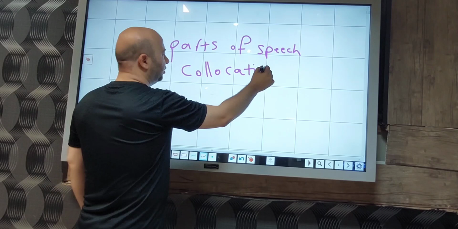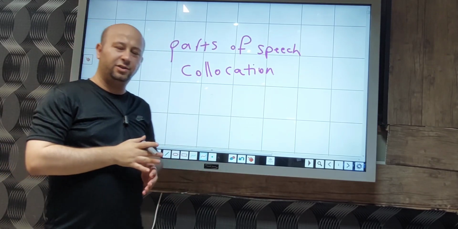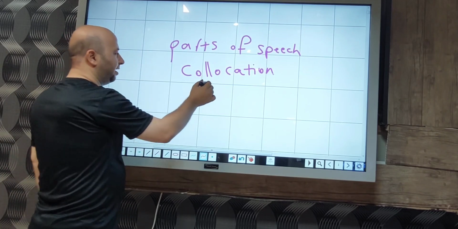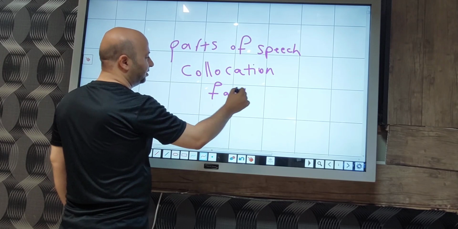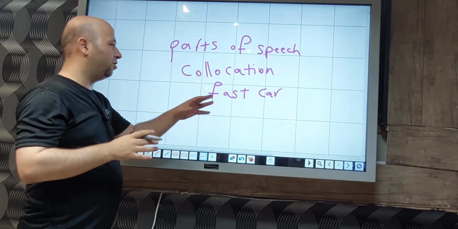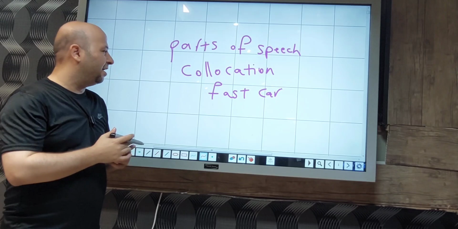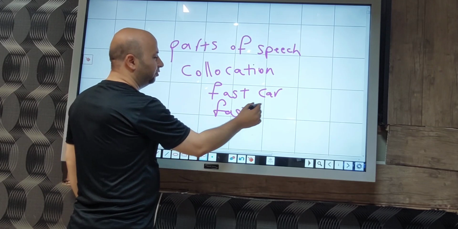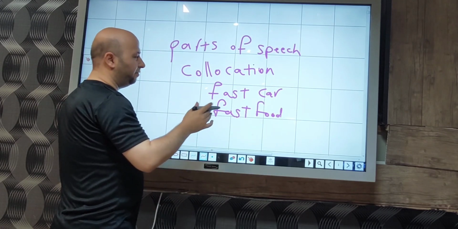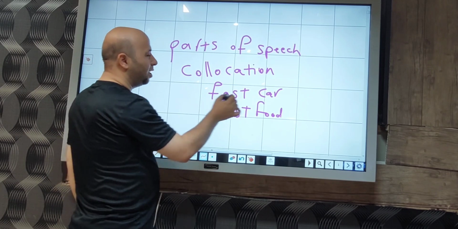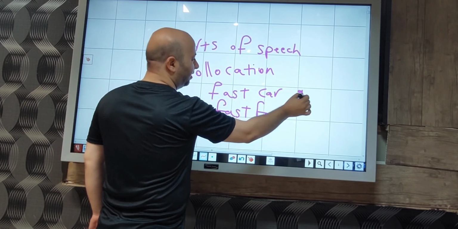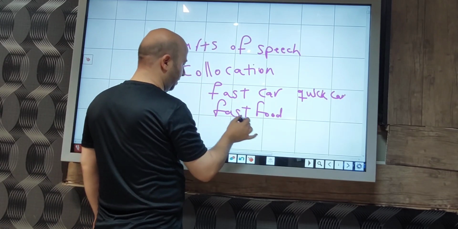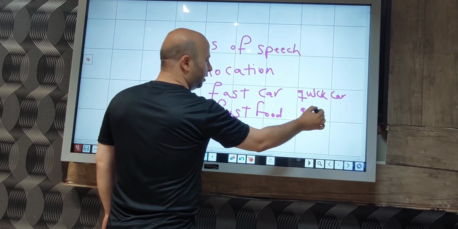So what collocation is, it means specific words come with specific words, okay? For example, when you want to say, okay, fast car. With a car that is moving fast, we normally say fast car, or we normally say fast food. So what if we just replaced fast with quick? Can we say quick car? It's a quick car. Or can we say it's a quick food?